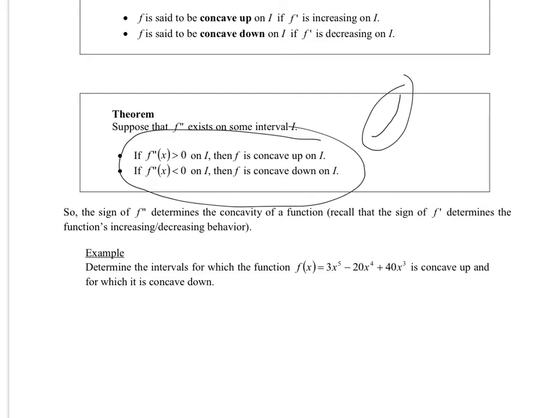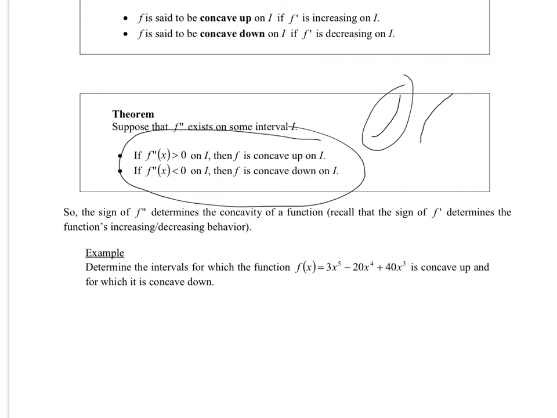But you could also have a curve that rises as it moves to the right but looks like a frowning face. And so that's what I just drew here. That would be a situation in which f prime is positive because the graph is rising, but f double prime is negative because the curve looks like a frowning face.